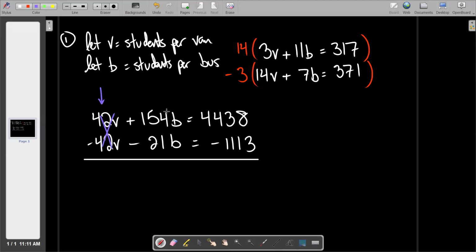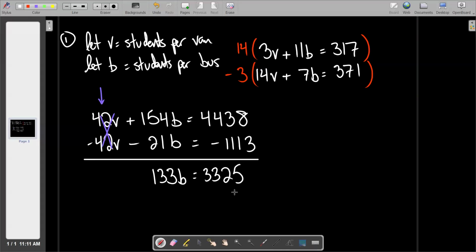How many B's do I get? I get 133 of them. Perfect. 154 minus 21 or plus negative, however you want to say that. And then what's 4438 minus 1113? Perfect.